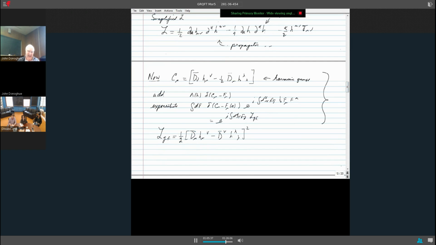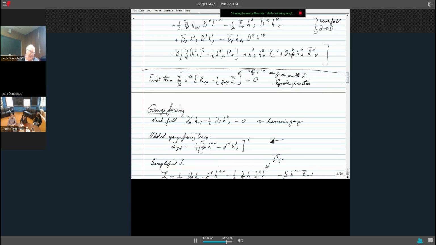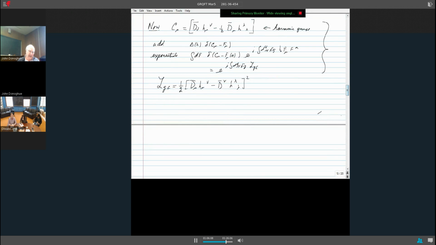This is what we did last time. You write this as df delta c mu minus f mu of x, e to the i integral d^4x bar 1/2 f mu, which turns this into e to the i integral d^4x square root of minus g times the gauge fixing Lagrangian. Okay, so f is just the constraint squared, where there's a half.